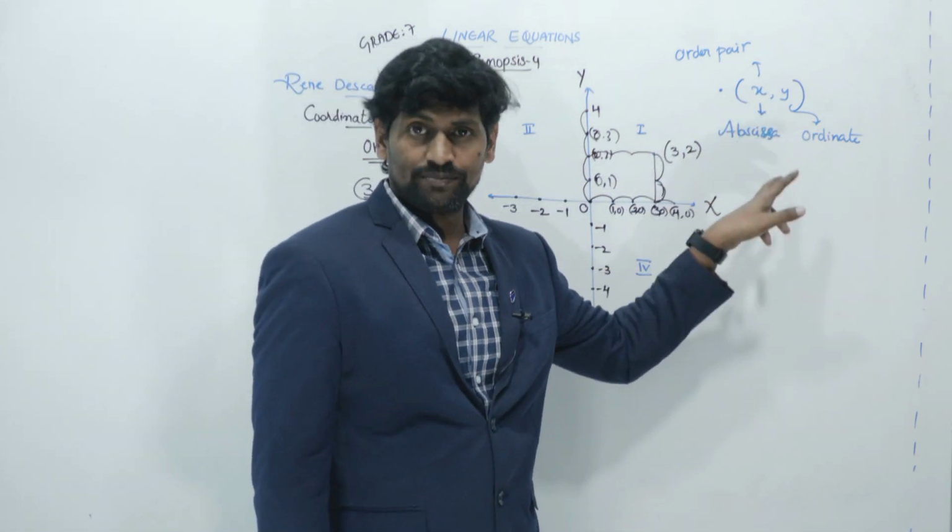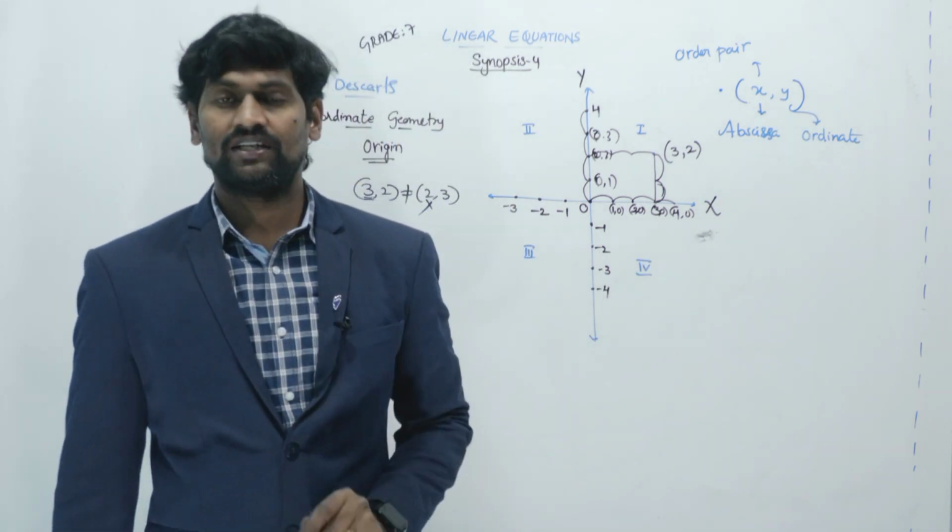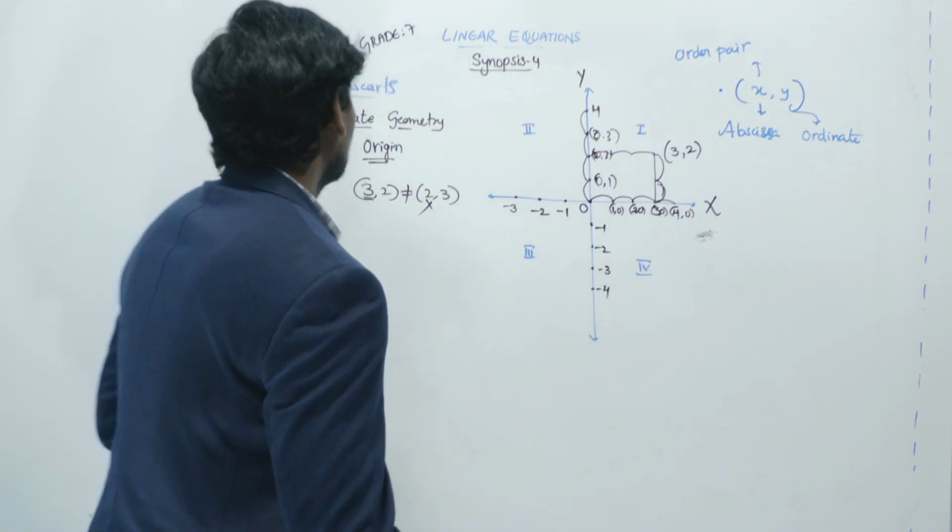The x coordinate is called abscissa, the y coordinate is called ordinate. Clear till then?